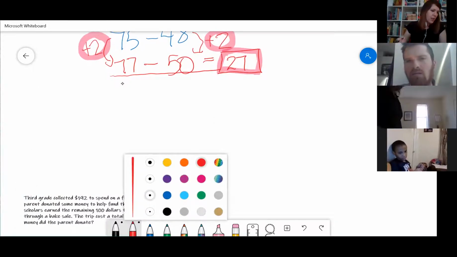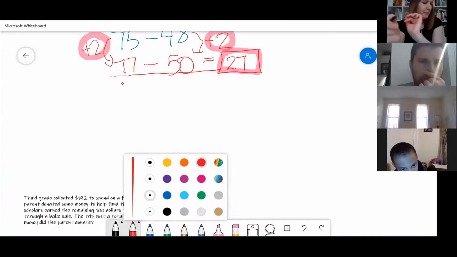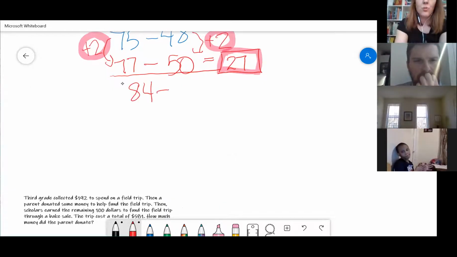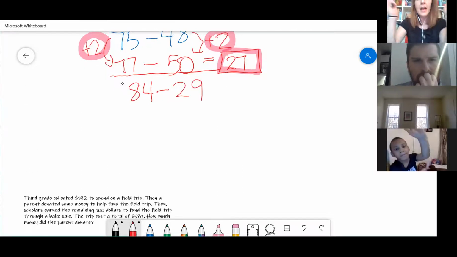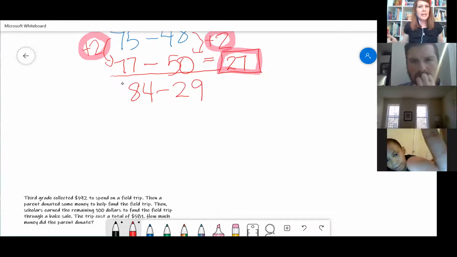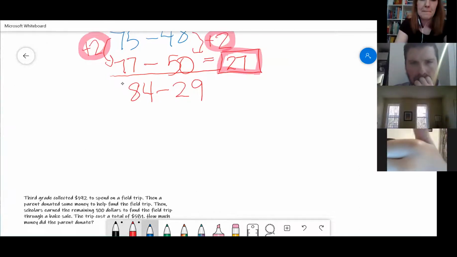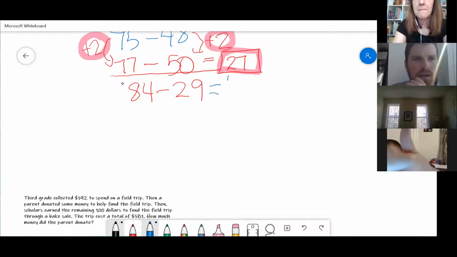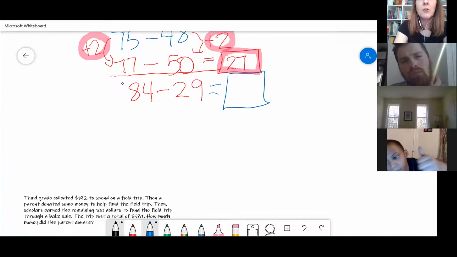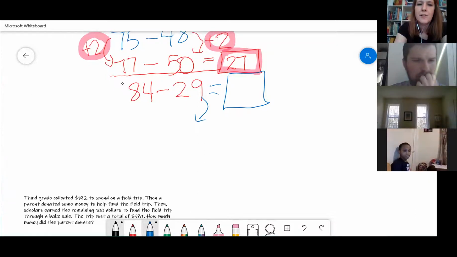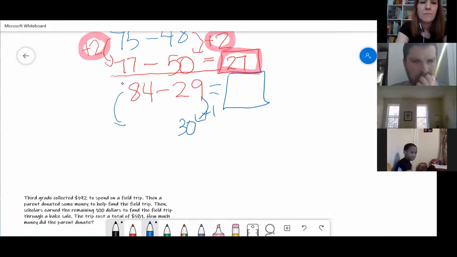Let's try this out. Let's do 84 minus 29. Okay, remember, I want to make it friendly. Put a thumbs up when you think you have an idea. Let's do Talia. Okay, Talia, what am I going to do? You can add a 1 to 29. Very good. And that makes it 30. And then add a 1 to 84. And that was 85. Yes, Talia.